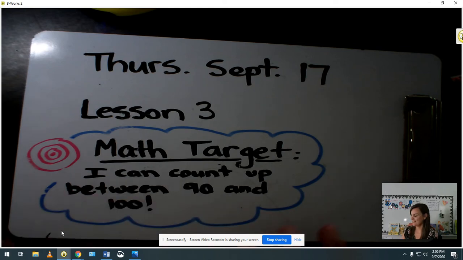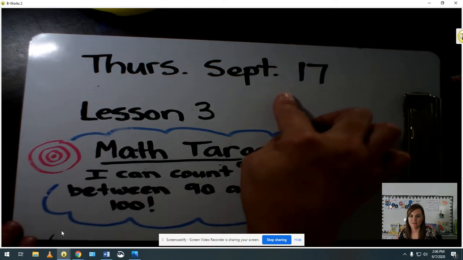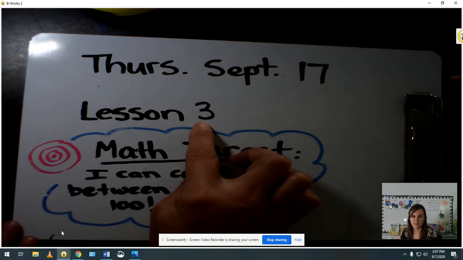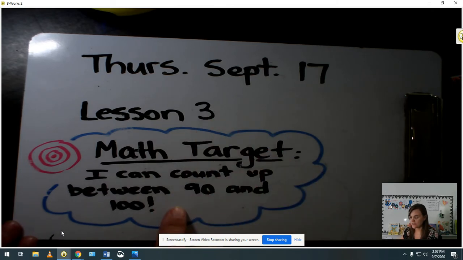Hi, second graders. Today is September 17th. It's Thursday. We are on lesson 3, and your math target today is I can count up between 90 and 100.